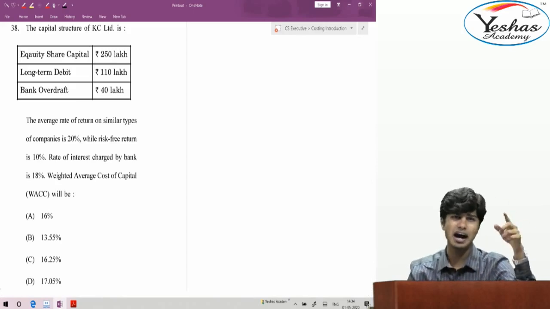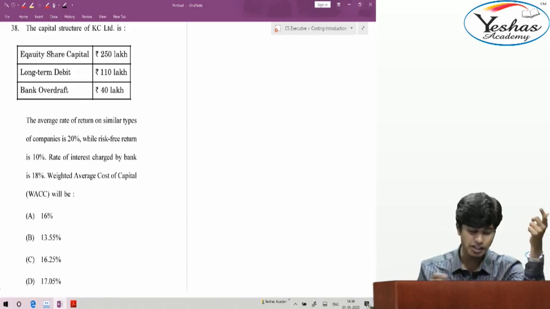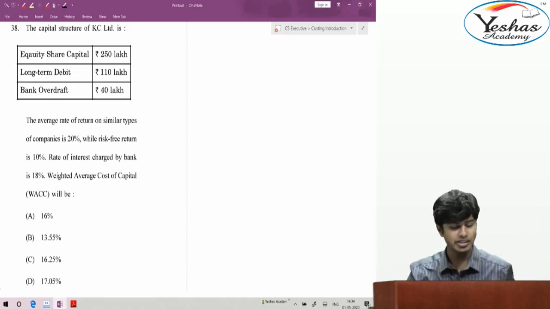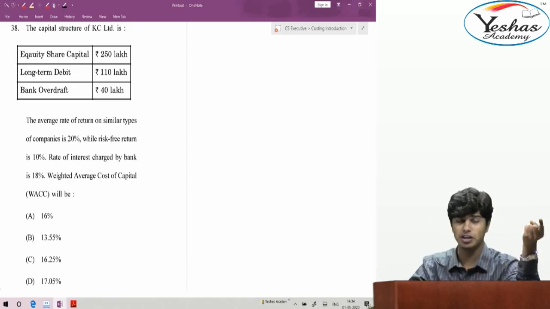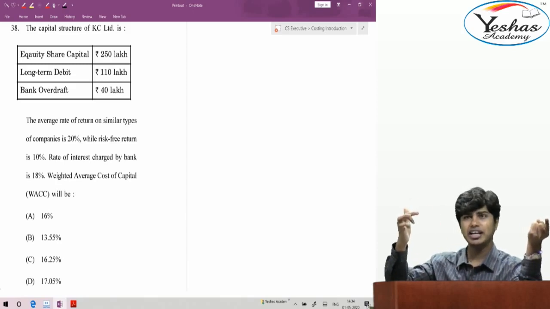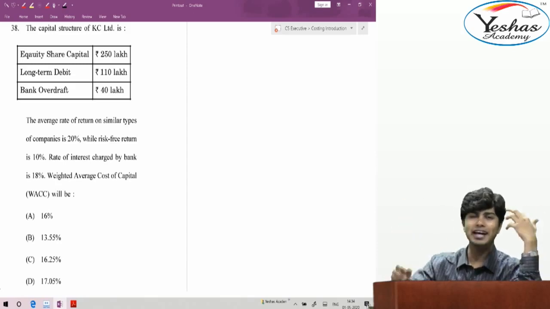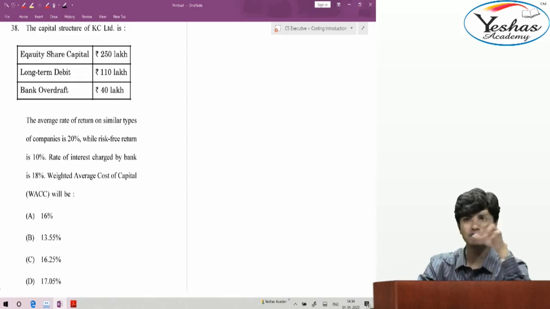Basically use that formula, no? RF plus beta into R minus RF. So here the beta is not given to us in the question. So in the absence of beta, we can definitely not be solving the question because beta is the sensitivity index which basically tells what is the extent of impact on the share of this particular company based on the index change. If beta is 1, it basically signifies that the amount of change will be equal.